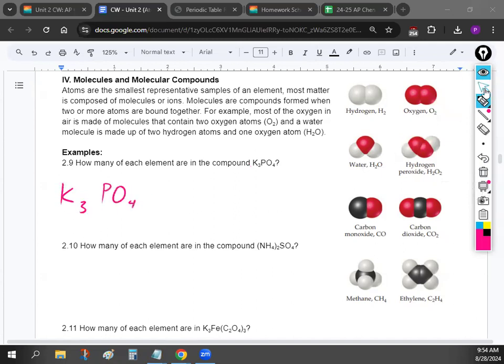K3PO4. Okay, so let's try to refresh our memories a little bit. I will give you guys 1 minute, and I want you guys to just write down on your paper, how many of each element do you have? Okay, you can just write the symbol. You don't need to write the full name unless you really want to. But take about a minute. I want you guys to write down on your notes 2.9 how many of each element are in this molecule.